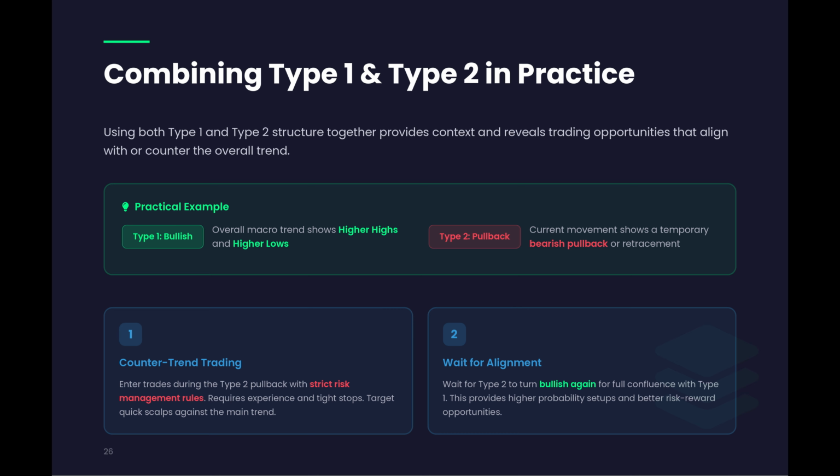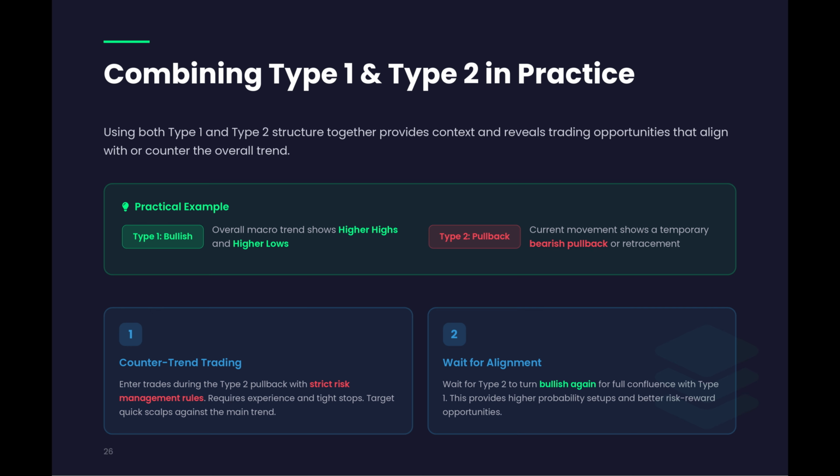Allow me another practical illustration. Type 1 presents as bearish, with its lower lows and lower highs. Meanwhile, on Type 2, the price begins charting higher highs and higher lows. What transpires here? We might be witnessing a relief rally embedded in a downtrend. Type 1 remains persistently bearish, maintaining the macro trend downward. Yet, should that Type 2 bullish structure persist and break through a meaningful Type 1 high, we might be on the verge of a Type 1 trend reversal.